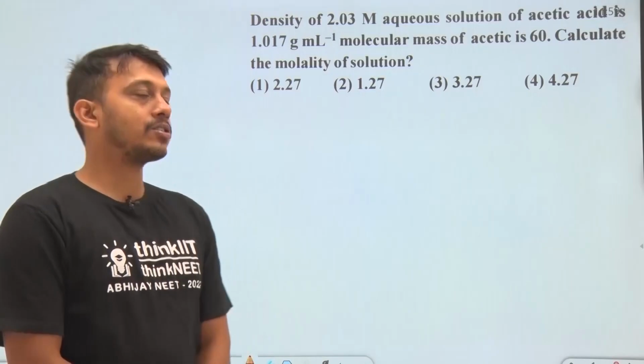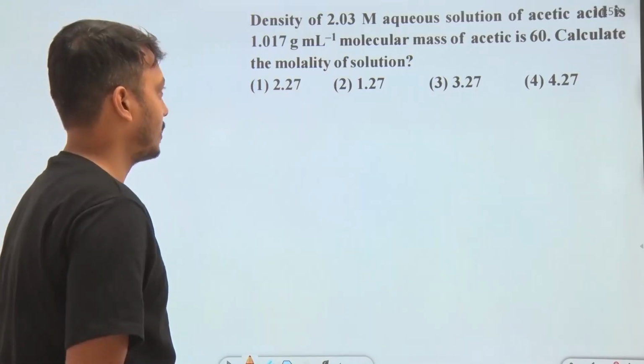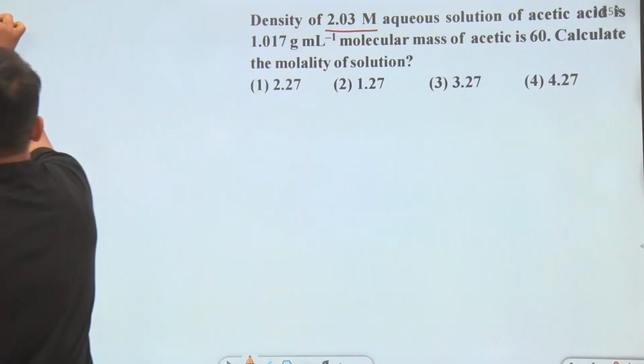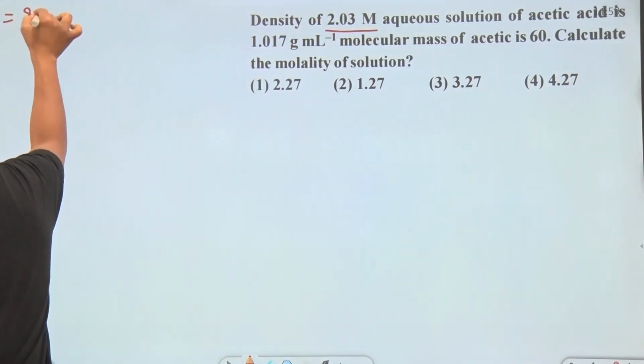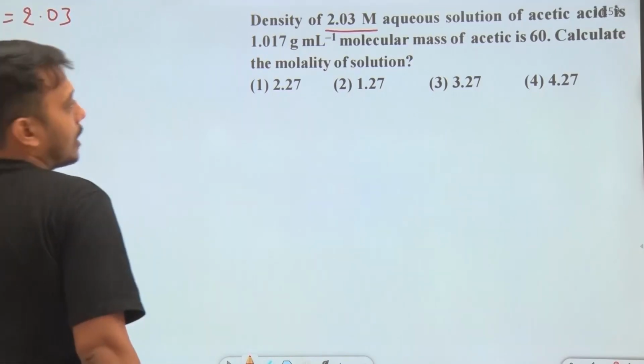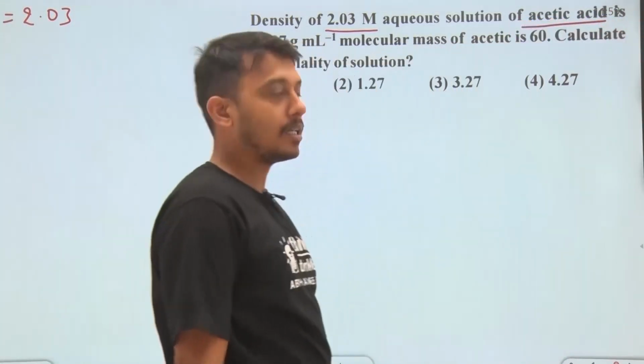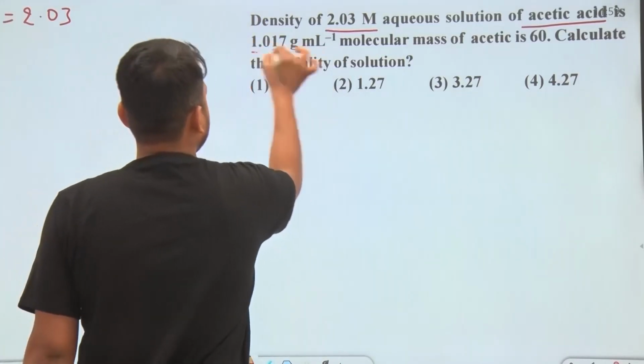So students, the next question is from the liquid solution chapter. The question is: density of 2.03 m aqueous solution of acetic acid. So basically molality is given, that is 2.03. The acetic acid solution it is, and its density is also given.